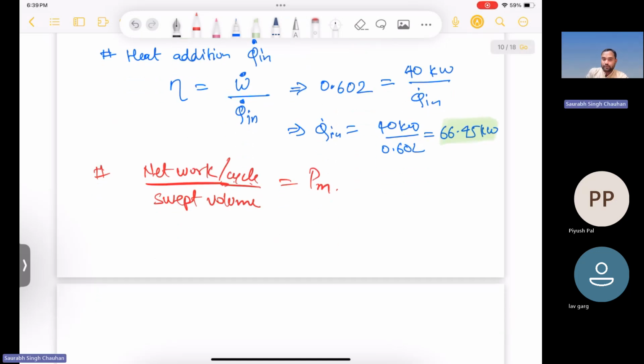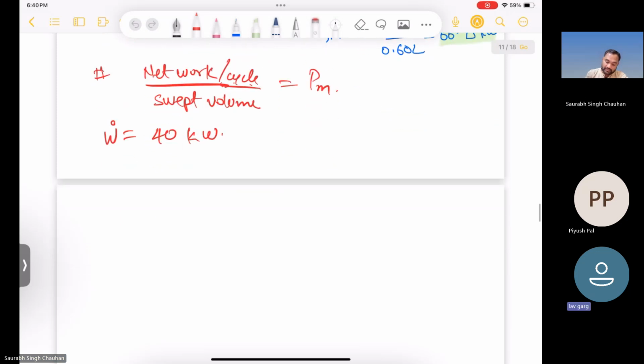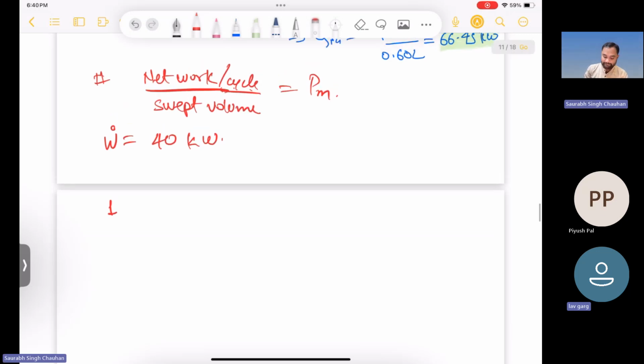So work output per second is given, right? It is given per unit time, so that is basically power. So net work per unit time is 40 kilowatt. But for one cycle, we have to find this, right? So in one second, how many cycles will be there, or per cycle, how much work will be produced?